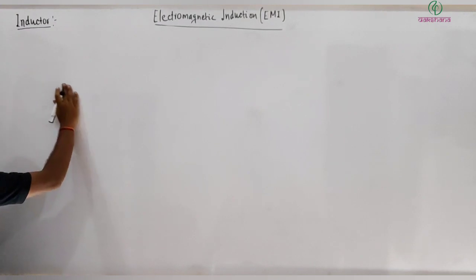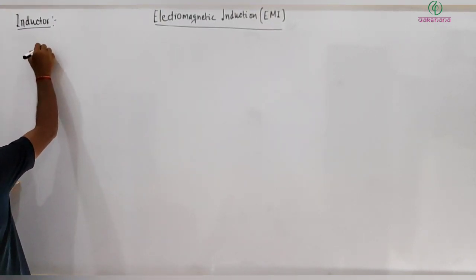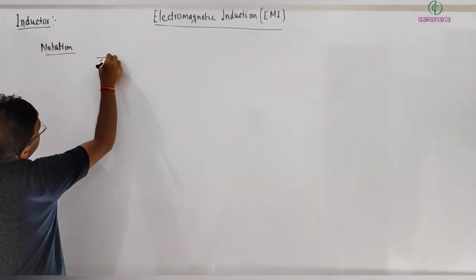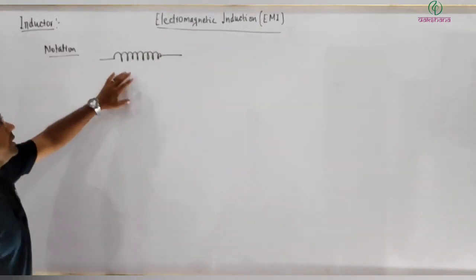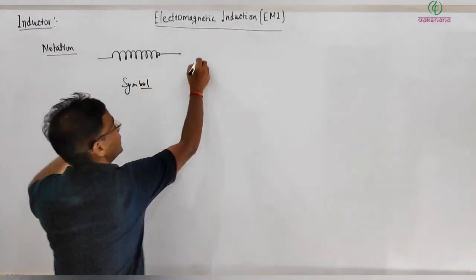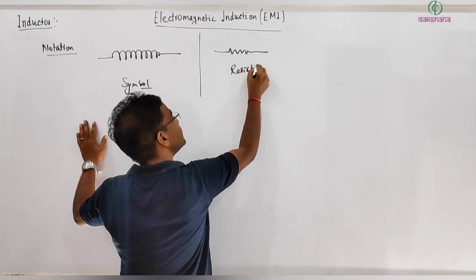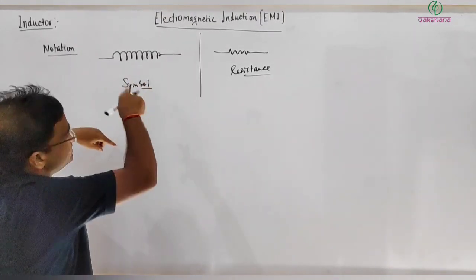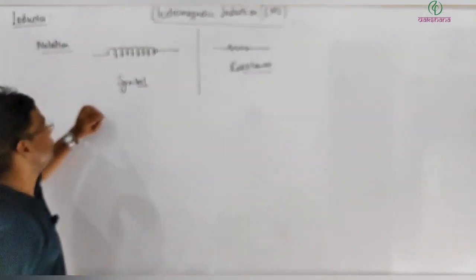Normally, in mathematical terms, this is the symbol of an inductor. Just like for resistance, we know this is the symbol of a resistance, in exactly the same manner for an inductor we write it this way. It's actually like circular curves, whereas for the resistor it's zigzag, and here it's different.